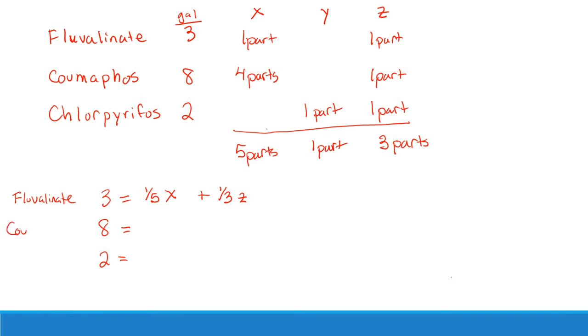Now I'm going to look at the second chemical, coumaphos. And again, I'm going to look at fractions. So the spray X, 4 out of 5 parts contains that chemical. So that's going to be 4/5 X. Y doesn't contain any of that chemical. And Z is equal parts. So that's going to be 1/3 Z. 1/3 of however many gallons we use there contains coumaphos. Our last one is chlorpyrifos.